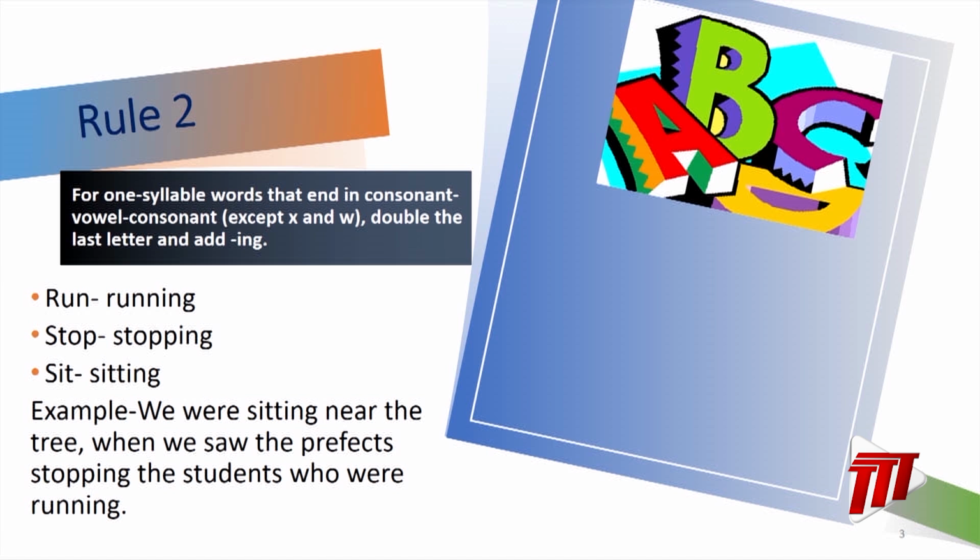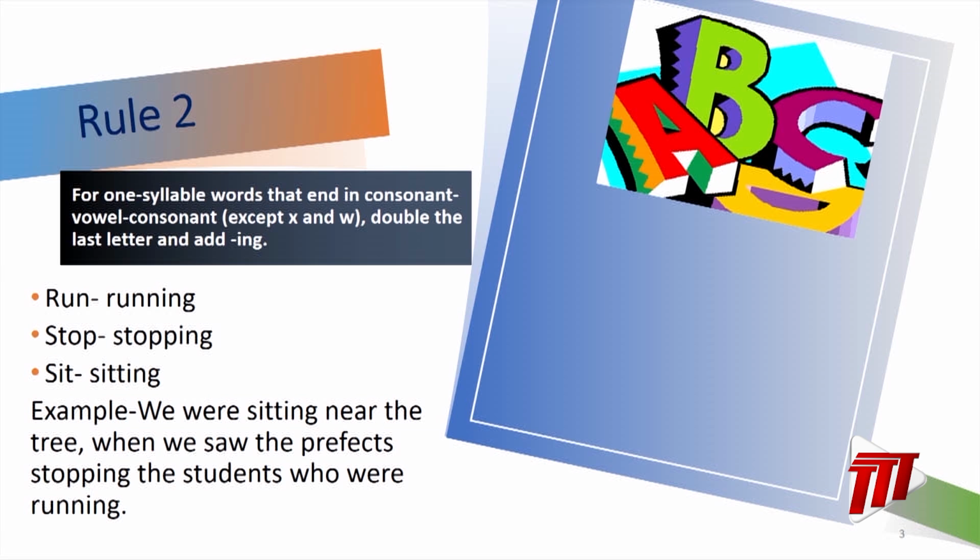R-U-N-N-I-N-G. The same happens for the word stop. S-T-O-P. Stop. T is a consonant, O is a vowel, and P is a consonant. So we double the end consonant P and then add ing to produce stopping. S-T-O-P-P-I-N-G.